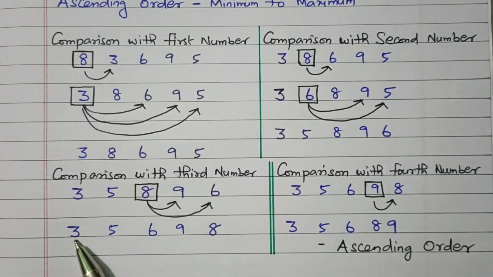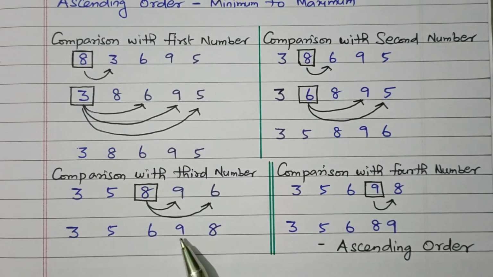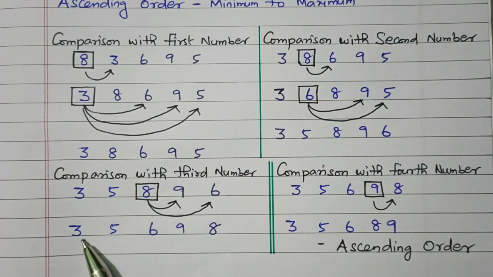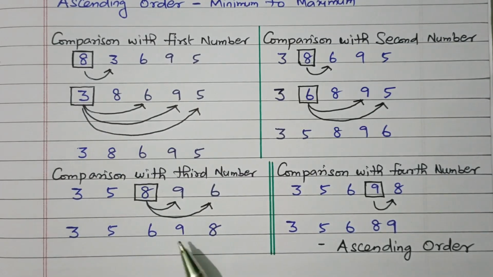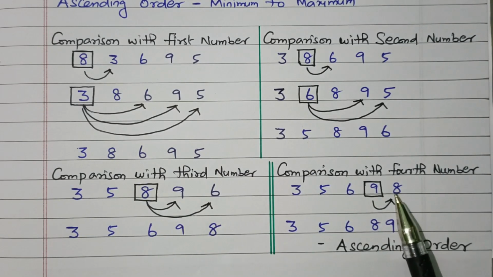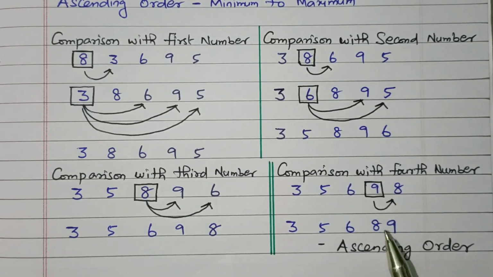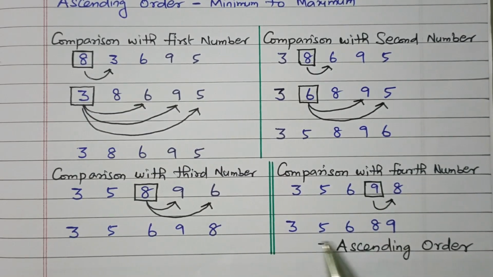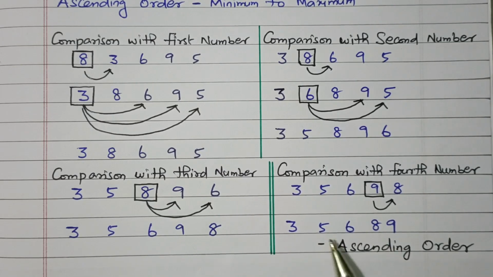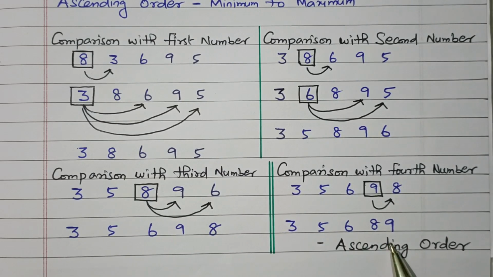After the comparison, what do we have? 3, 5, 6, 9, 8. See, the first 3 positions are confirmed, right? These are arranged in minimum order. Now we need to compare the fourth number with the fifth number, right? See, the fifth number is lesser, so we need to interchange. So 8 is placed in the fourth position, 9 is placed in the fifth position, right? See, after comparing the first number, second number, third number, the order is 3, 5, 6, 8, 9, right? Now the numbers are arranged in order, right?